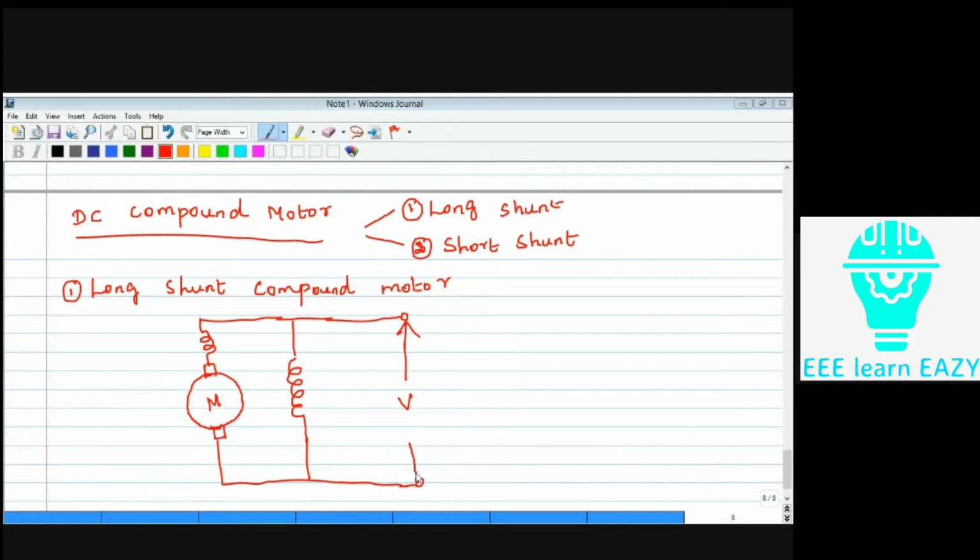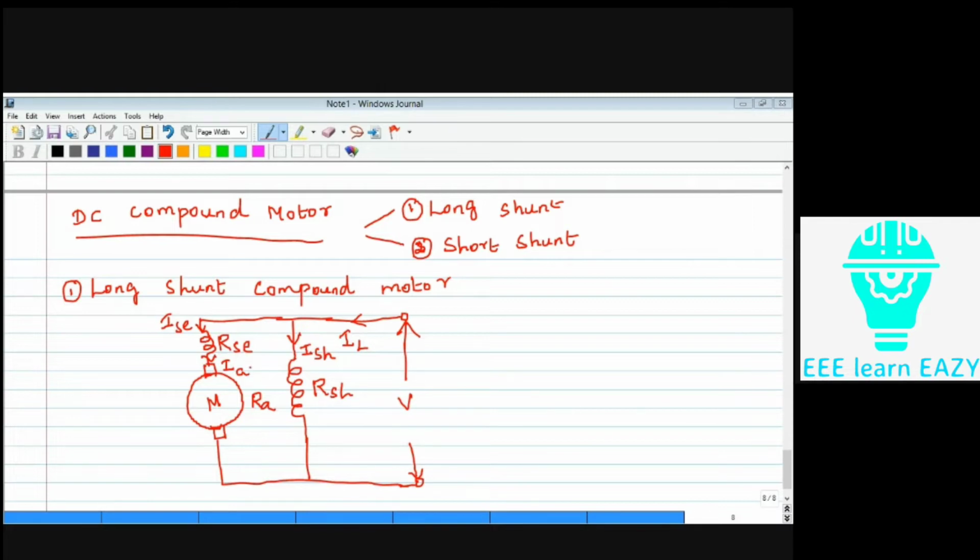The supply voltage V is drawing a current of IL, the line current. Then the current through this winding we call I shunt, which has a resistance of R shunt. The current flowing through this we call I series, which has a resistance of R series. This is the motor armature having a resistance of RA, and the current going into the armature is IA. Fine, so this is about the long shunt compound motor.